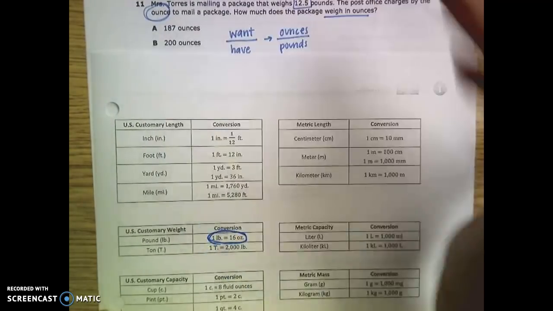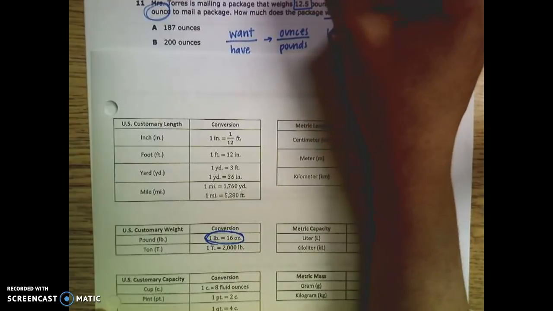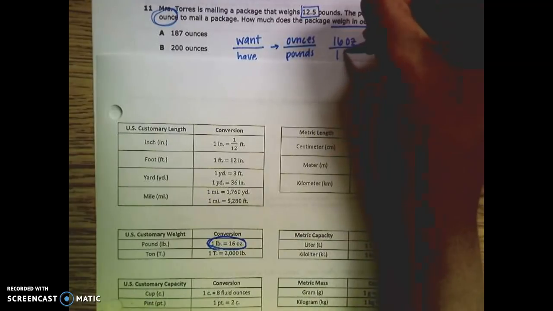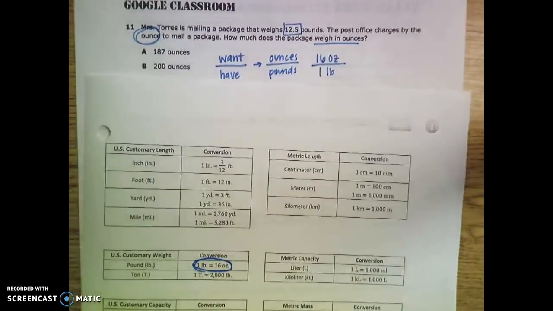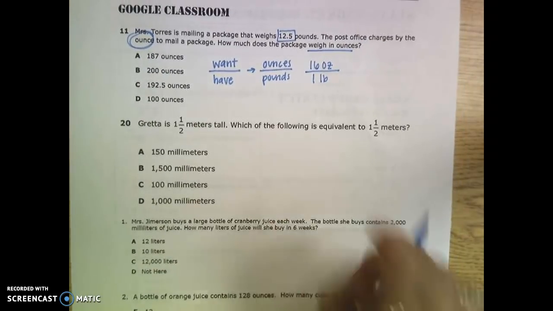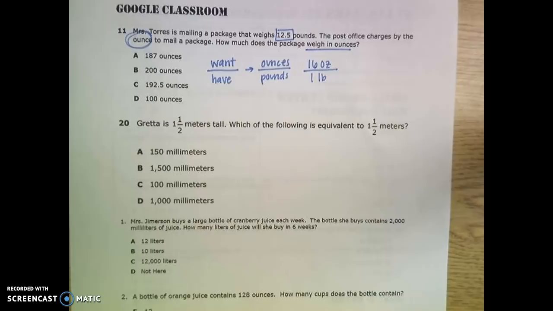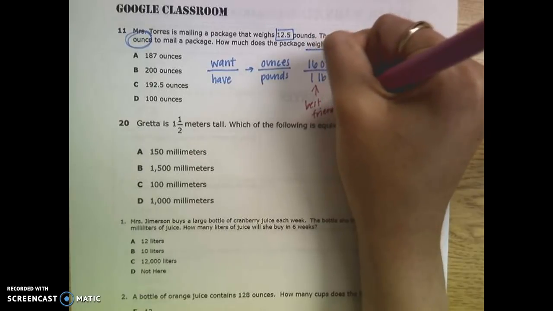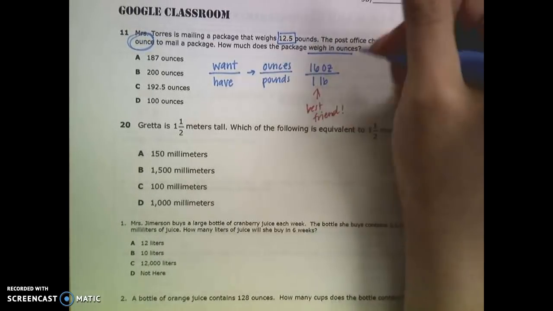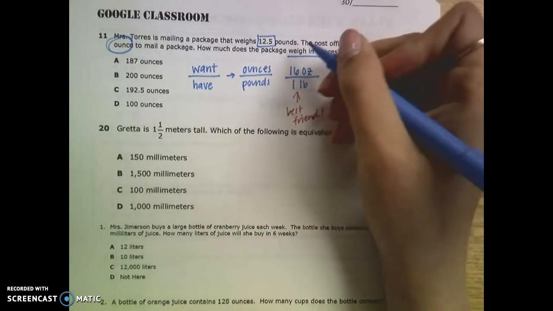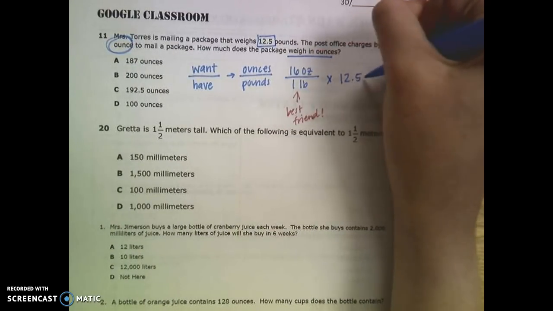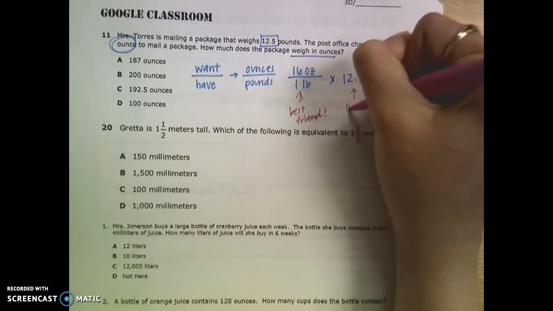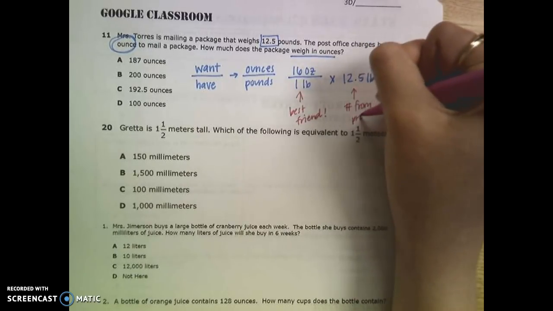So on my proportion, I'm going to say, okay, I have 16 ounces, still keeping ounces in my numerator, over 1 pound. So ounces in the numerator, pounds in the denominator, and all I took that from was it comes straight from the conversion chart. So this comes from our best friend. We're going to multiply by the number from the problem. So here, our number from the problem was 12.5 pounds. So we're taking the number from our best friend and multiplying by the number from the problem.